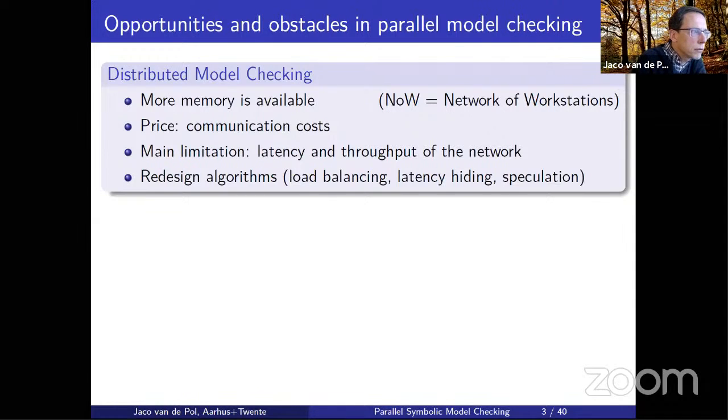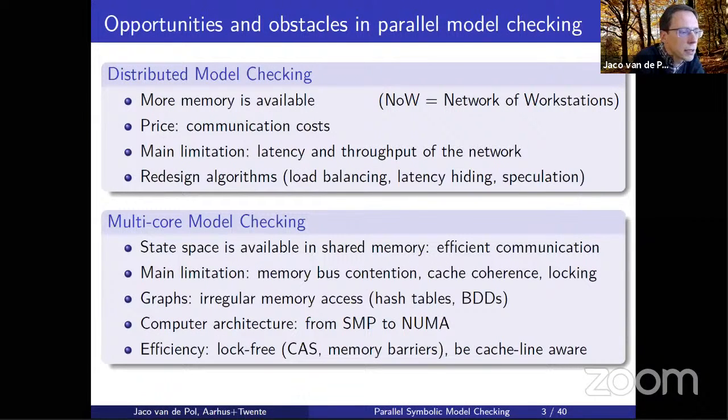So I think most of the work on model checking started in this distributed world. At least our work started in distributed, but later we moved to multi-core model checking. In the multi-core model checking, you assume that the state space is available in shared memory. So it's just the graph is in main memory and all the processes can just read this graph, so can read the state space. So the communication is rather efficient then. But still there is a limitation because all these processes tend to address main memory at the same time and the memory bus is still limited. And then there are all these things like local caches that have to be kept coherent.